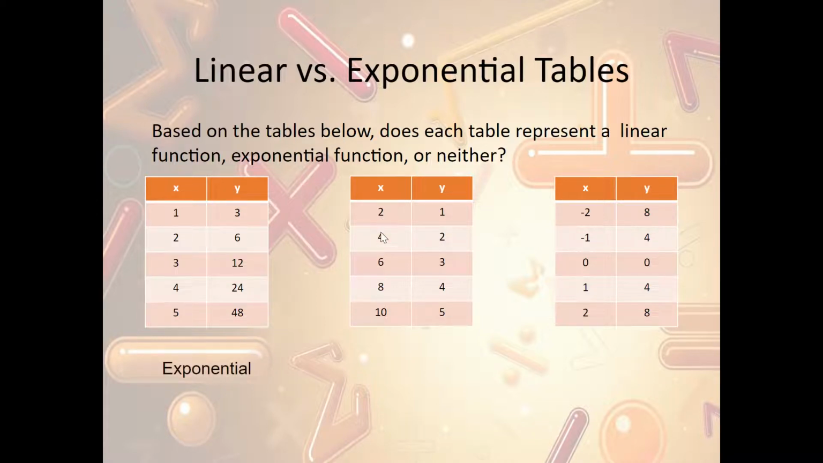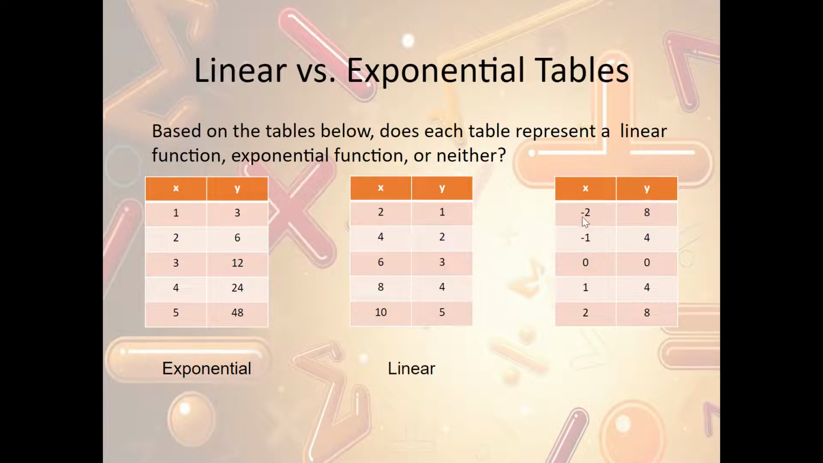Now this one, 2, 4, 6, 8, 10. So we do have a consistent pattern. We are adding by 2. So it could be either linear or exponential. Then we have 1, 2, 3, 4, 5. Well, 1 plus 1 is 2, plus 1 is 3, plus 1 is 4, plus 1 is 5. So they're both consistent, they're both addition, therefore it's got to be linear.